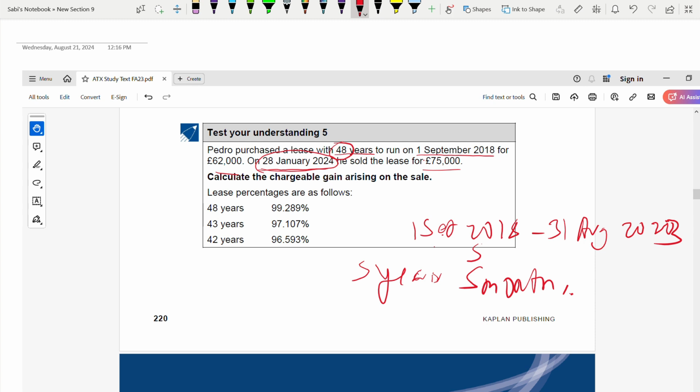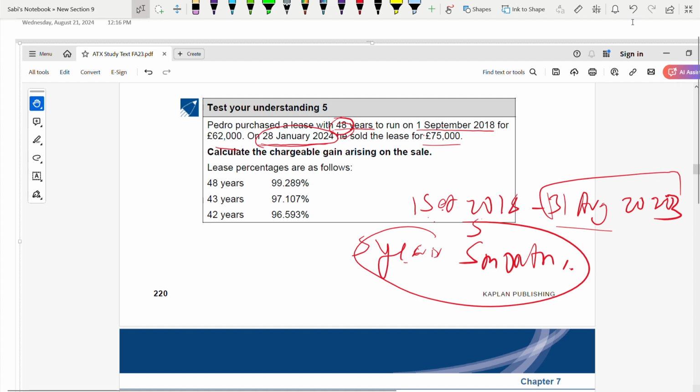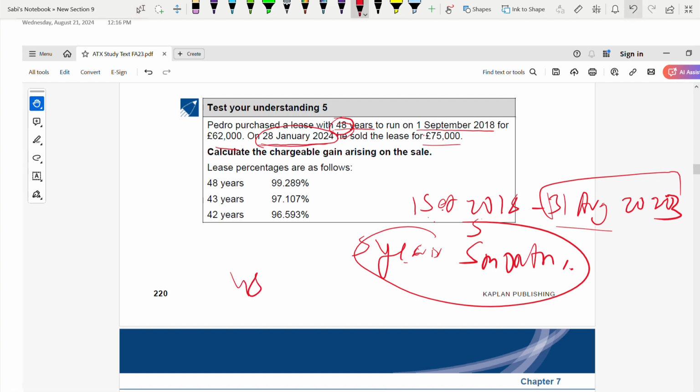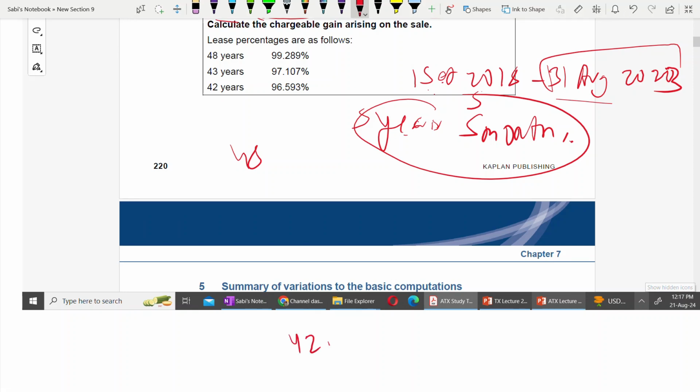But see, the duration from 48 runs from the date of acquisition, from this date, 1st of September 2018. But from this date, when you are selling it, this has to be deducted. Years left to run at disposal: you need to deduct this 5 years, 5 months from 48 years. Then it would be 42 years and 7 months.